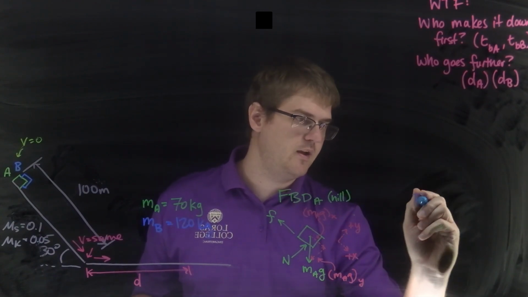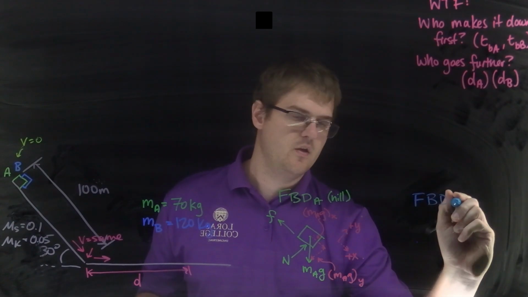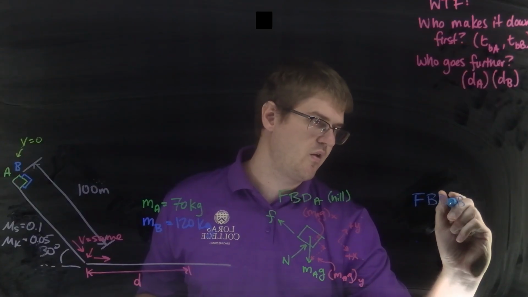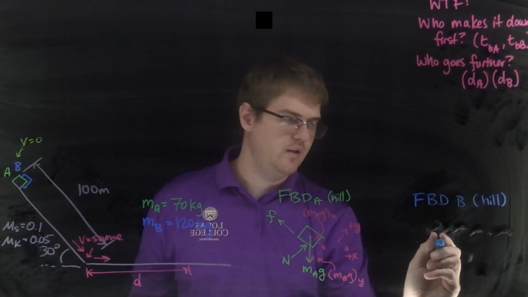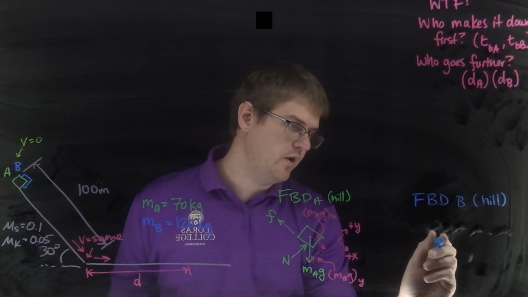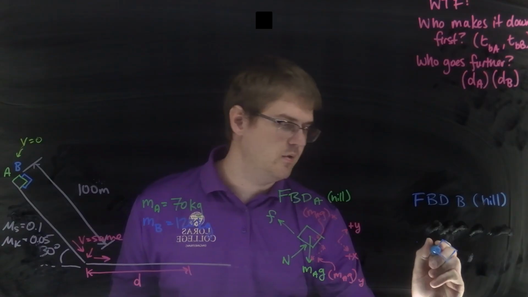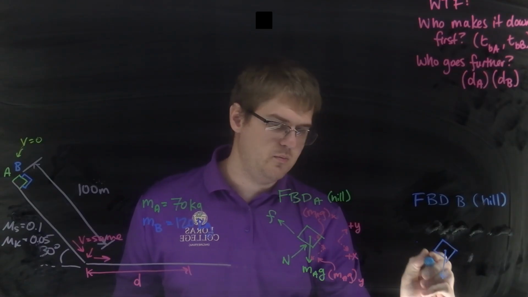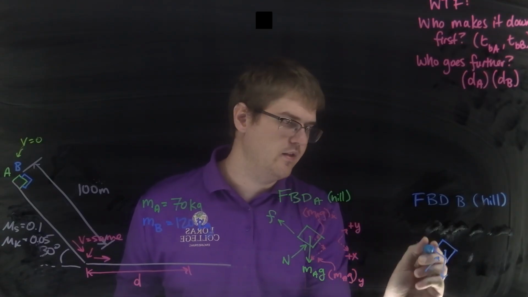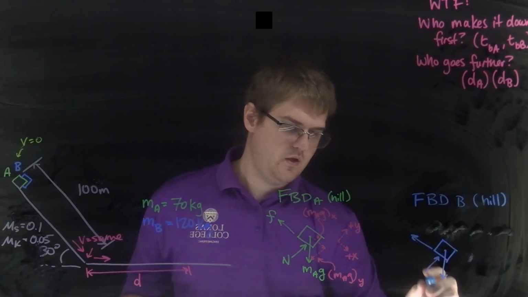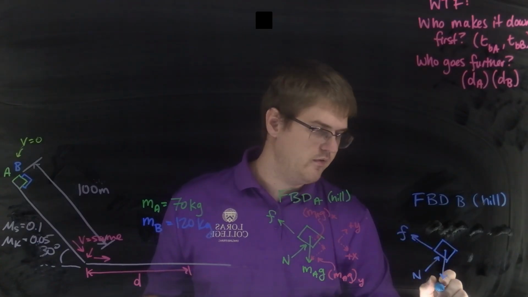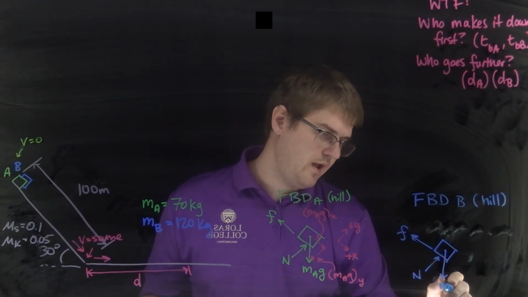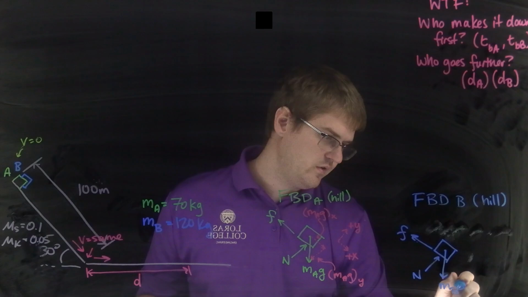We have free body diagram of B on the hill. It's going to look 100% exactly the same. They're on the same place. They've got the same forces acting on them. We've got a normal force. We've got friction. We have mass of B times gravity now.